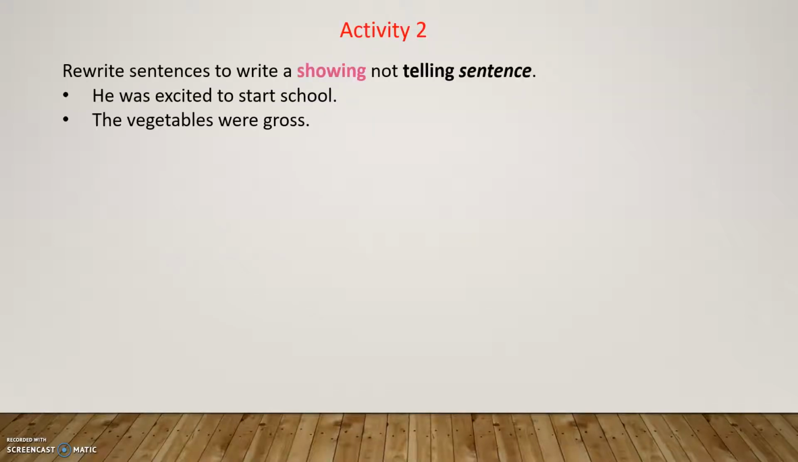Activity 2 is something similar to what you did yesterday. We would like you to rewrite these sentences to a show, not tell sentence. So: he was excited to start school. For example, your sentence could be, the boy stood at the front door with his backpack on his back, his school hat on, with a great big smile on his face. So that's showing how he's feeling. He's really happy. He's eager to get going. He's standing at the front door with his backpack on and his hat on. The next sentence we'd like you to do is: the vegetables were gross. How did they look? How did they feel when you were eating them?